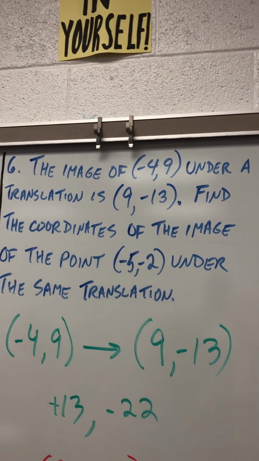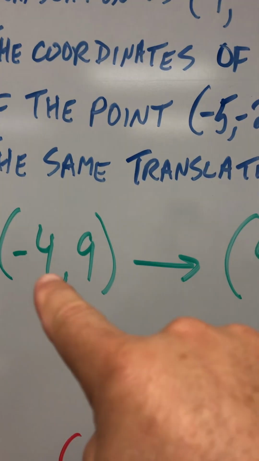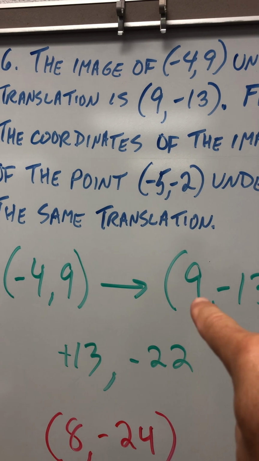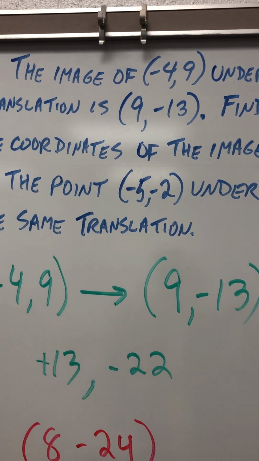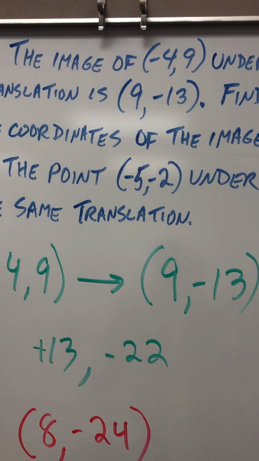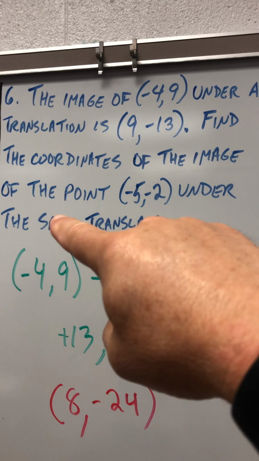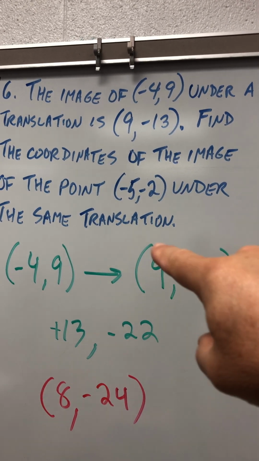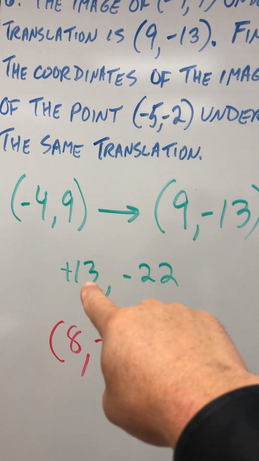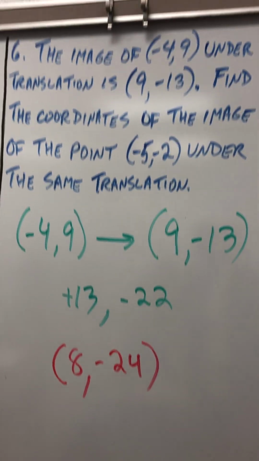The image of negative 4, 9 under a translation is 9, negative 13. So that means right here, from negative 4, 9 to 9, negative 13, what is that? How do you get from negative 4 to positive 9? You add 13. How do you get from positive 9 to negative 13? You subtract 22. Okay, so they're saying find the coordinates of the image of the point negative 5, negative 2 under the same translation. So you go negative 5 plus 13. What's negative 5 plus 13? 8. What's negative 2 minus 22? Negative 24. Easy.